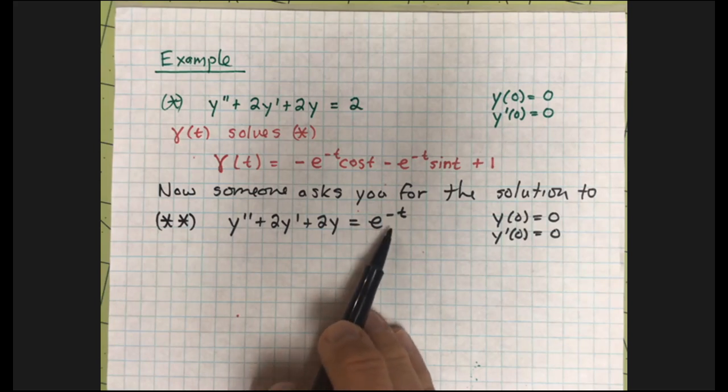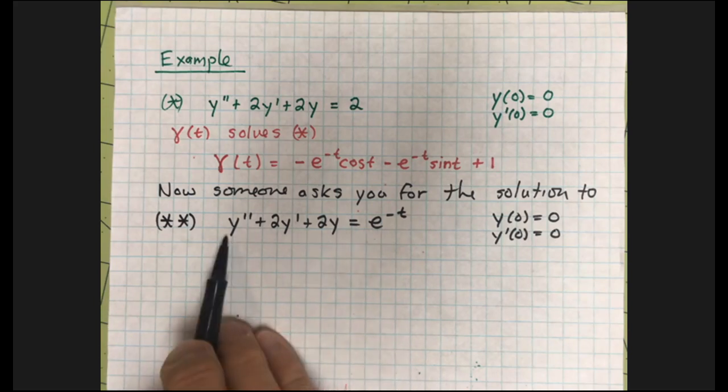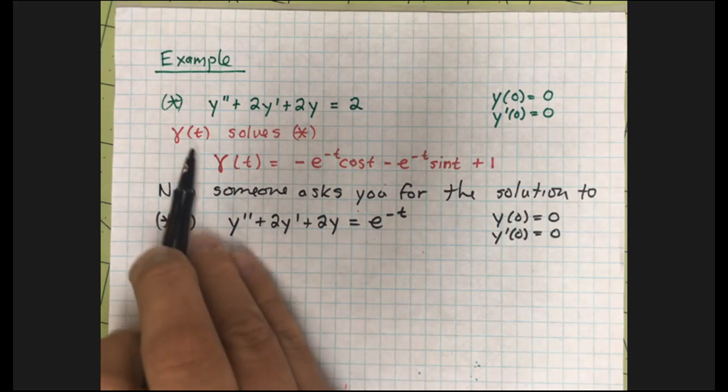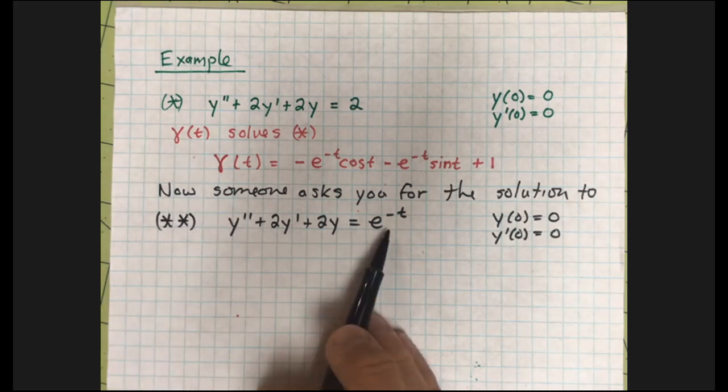Now, I know you could solve double star the same way we solved star. I know you have an analytic technique. But is there any way I can use this idea of reverse engineering? Is there any way I can use this idea of convolution?